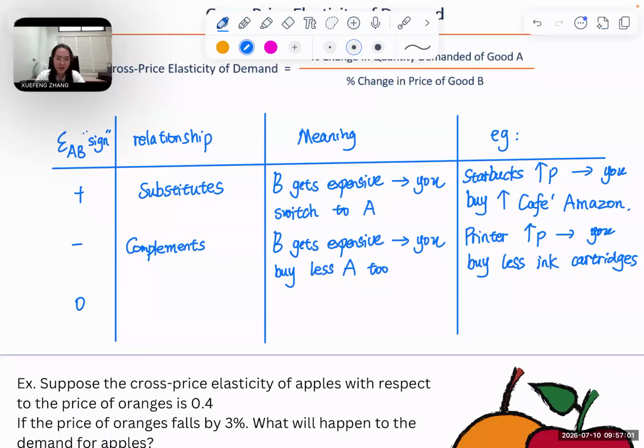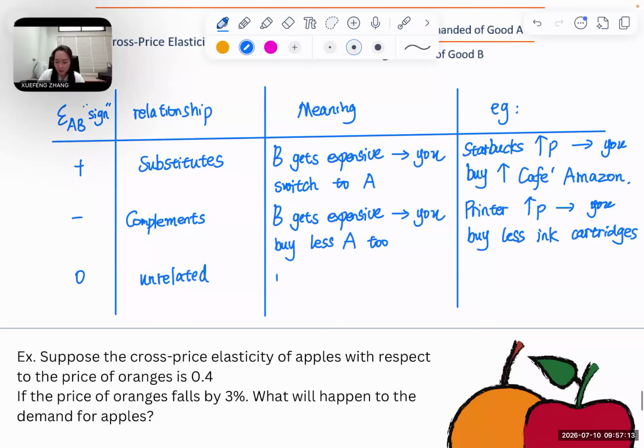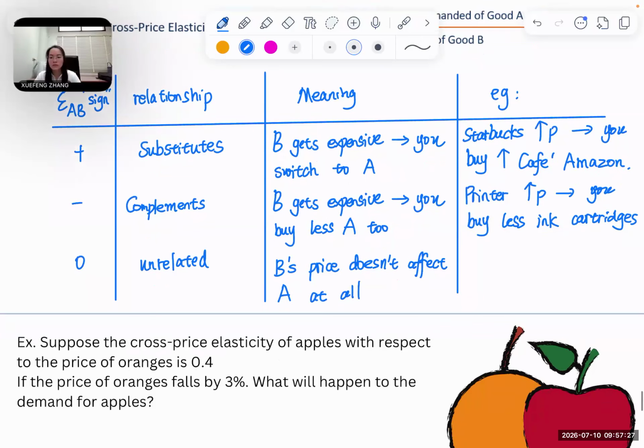If the sign is 0, that means those two goods are unrelated, which means B's price doesn't affect A at all. Suppose the car price goes up, there's no effect on toothbrush sales. So here, car and toothbrush.